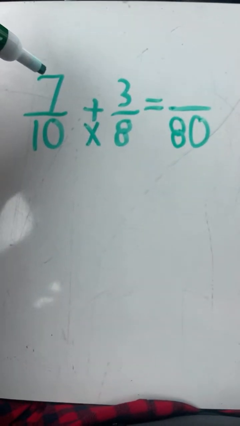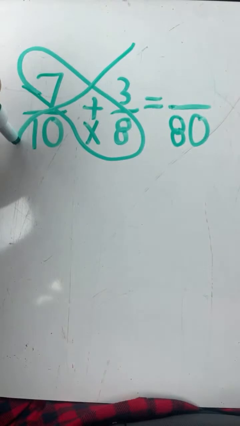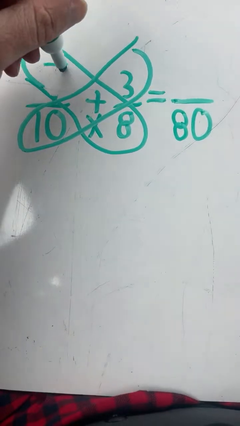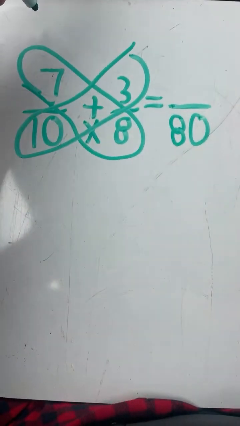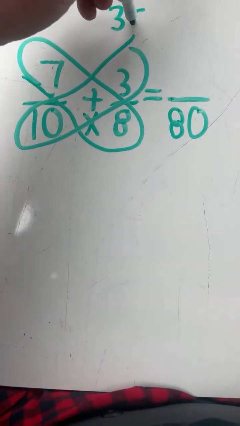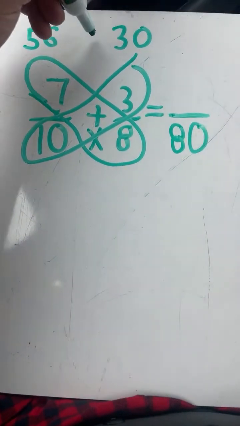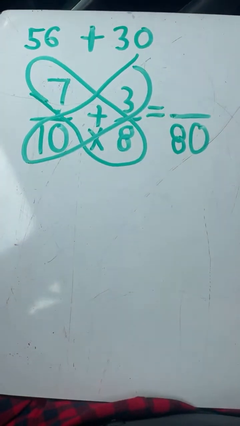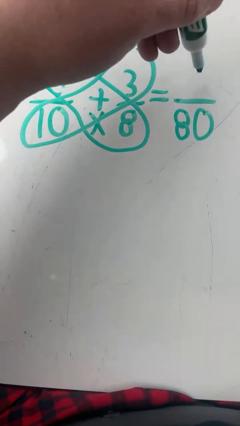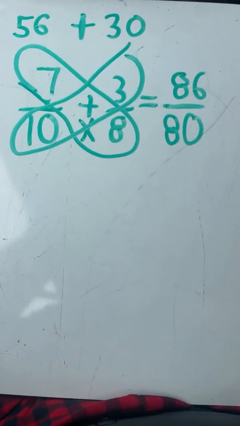Next, we multiply our numerator times the opposite denominator. So we are going to multiply 7 times 8. And we are going to multiply 10 times 3. We make the 7 a little more distinct here so everybody can see it. All right, so 7 times 8 equals 56. 10 times 3 equals 30. Next, we're going to add both of those numbers together. 56 plus 30 equals 86. So 7 tenths plus 3 eighths equals 86 eightieths.